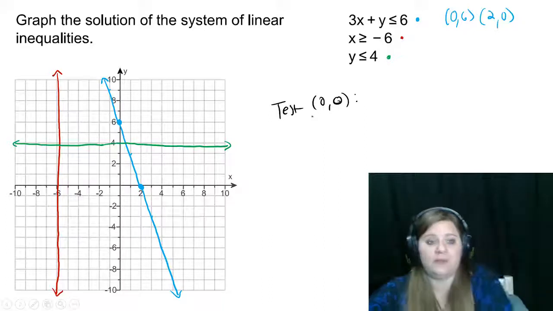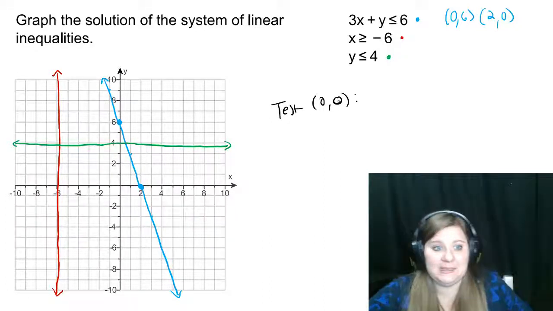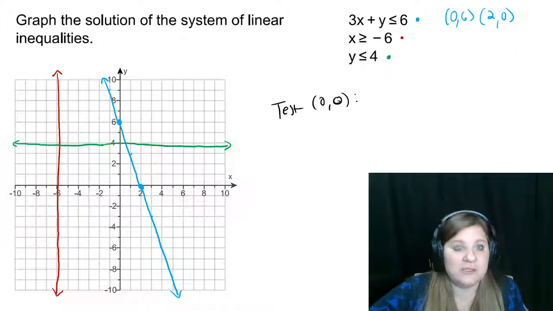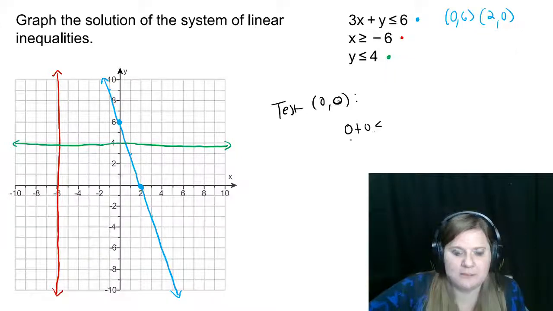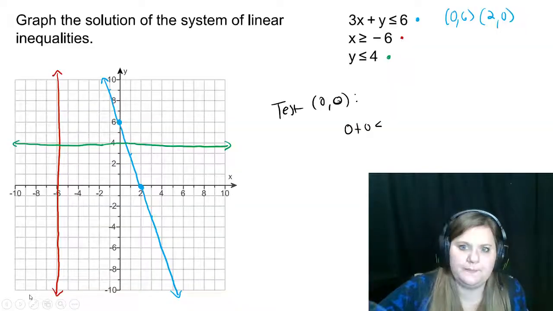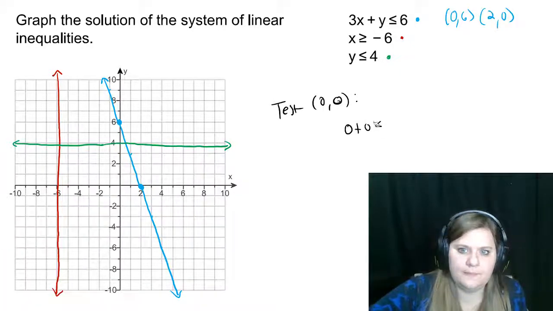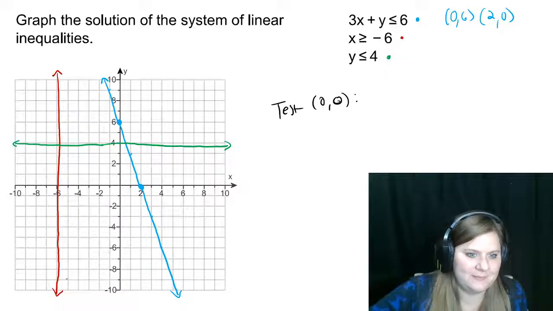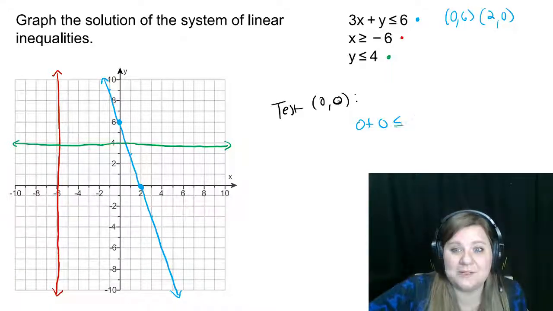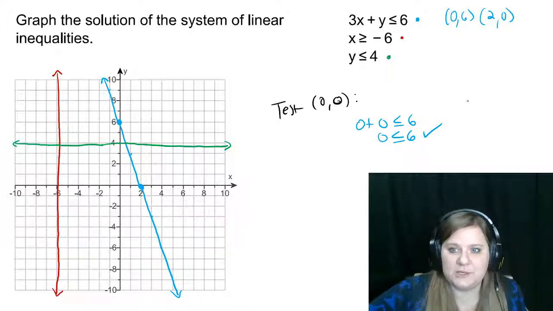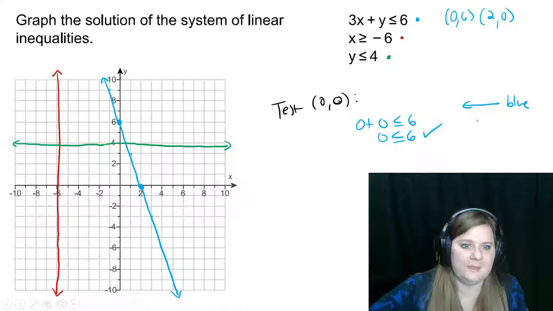If it doesn't work for all of them, I just have to figure out what that means. So let's start with (0, 0) for the first one. Okay, I get 0 plus 0. Let me do this in color coding for you. So in the blue one, I get 0 plus 0 is less than or equal to 6. 0 is less than or equal to 6 is true. So that means I know I'm going to shade to the left of the blue line. Okay, because (0, 0) is correct for blue.